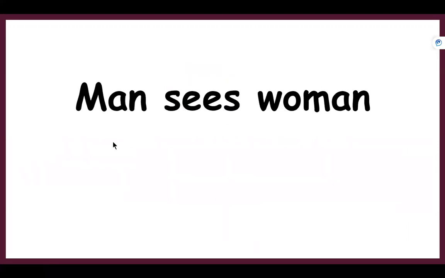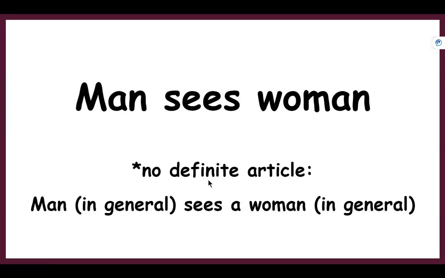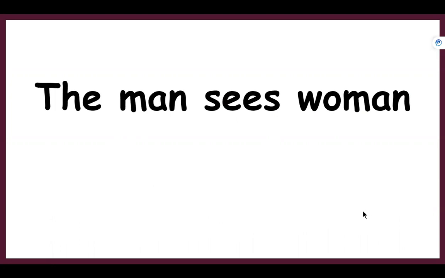So in the sentence "man sees woman," there's no definite article. There's no "the man," no "the woman." So when we say this, it just means a man in general sees a woman in general. Man sees woman without being specific.